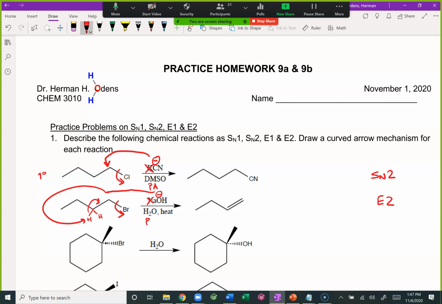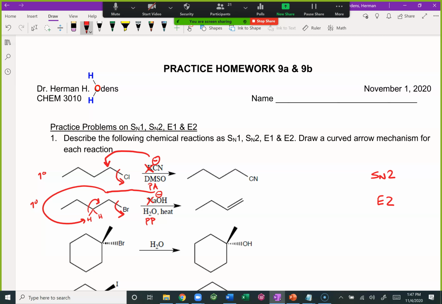Notice that this is a polar protic solvent. It doesn't matter, because E2 beats SN2, and this was also a primary alkyl halide. Also, the heat doesn't matter because it cannot rearrange. The heat doesn't really matter here. It just makes the alkene form, and that's the only place where you can deprotonate.